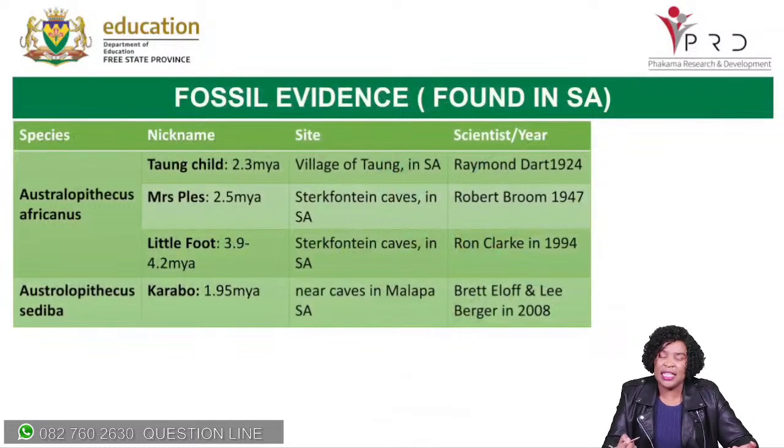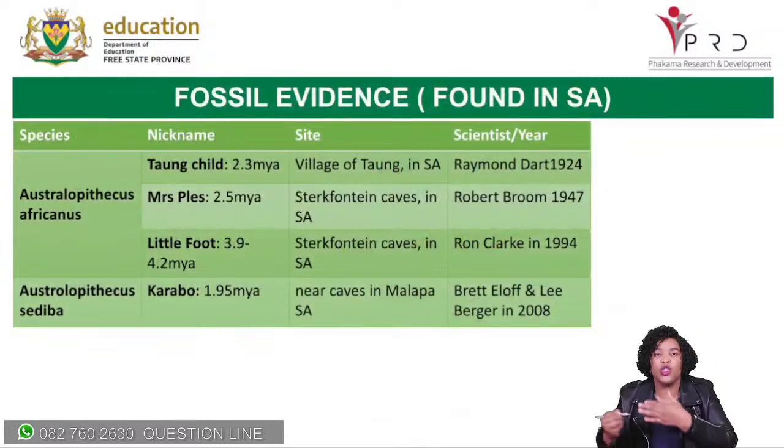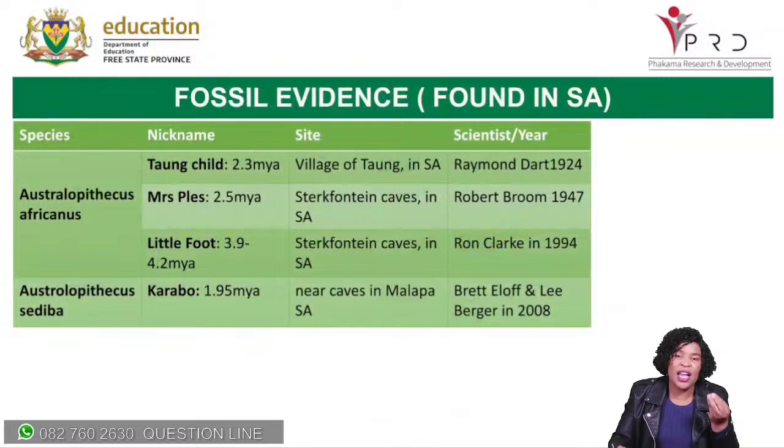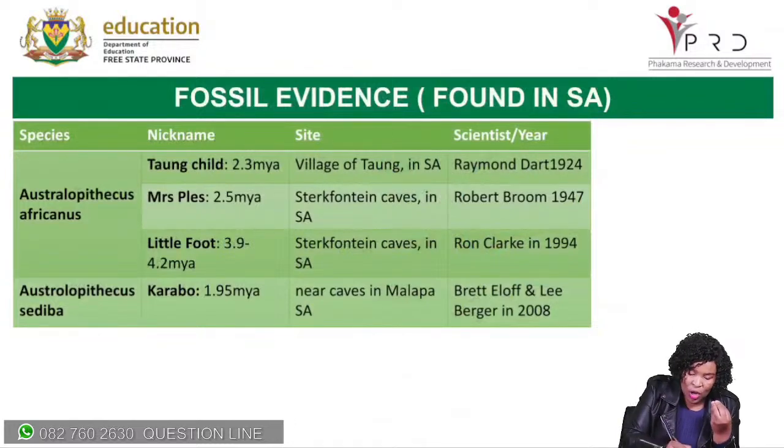Then you need to tell us about the fossils that were found in South Africa. You must know the fossil evidence, remember, to support human evolution. Now we are talking specifically about human evolution, to say humans have evolved in this way or they are related in this way. You must give us some supporting evidence. So the supporting evidence in this case is the fossils that were found. So let us check the ones that were found in Africa.